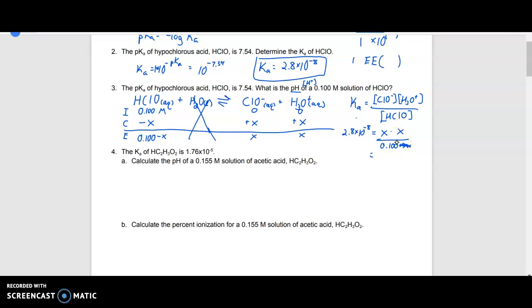I end up with X squared. On the top, I'm going to multiply this 0.1 over to the other side, and I will end up with 2.8 times 10 to the negative 9th. And then I solve for X. So hold on. All right. So once I solve out for that X value, I get 5.3 times 10 to the negative 5th. And that is equal to my concentration of H3O plus.